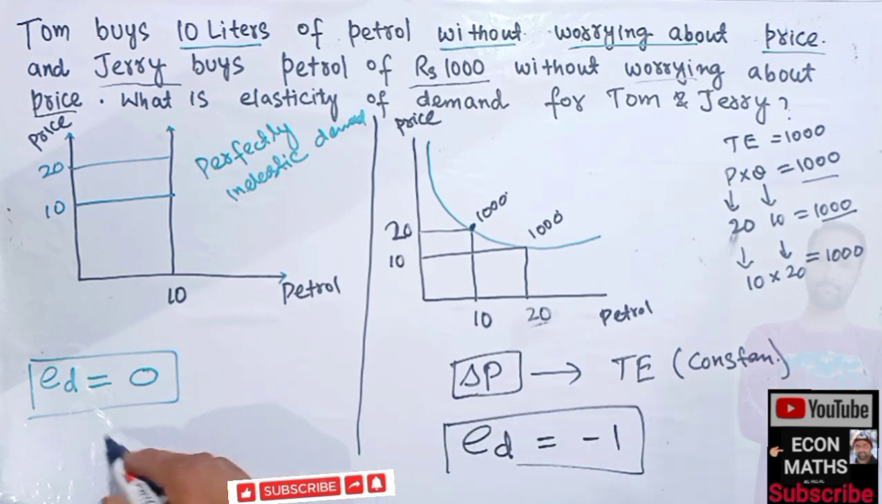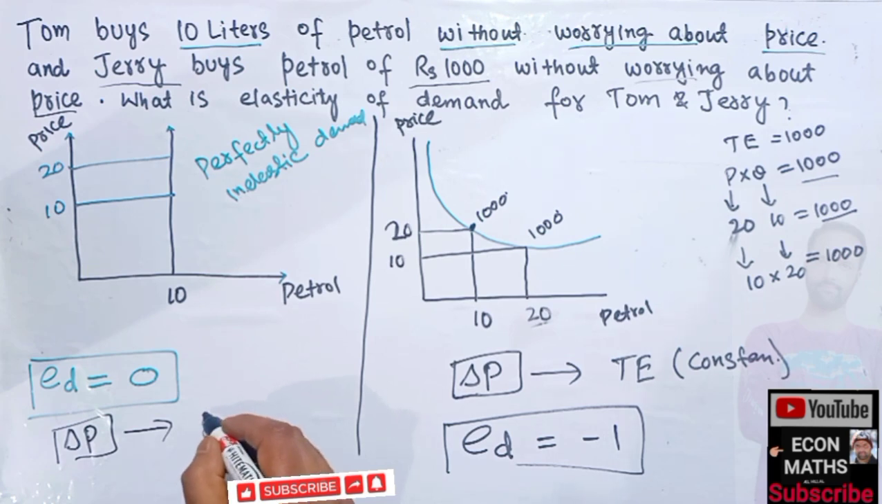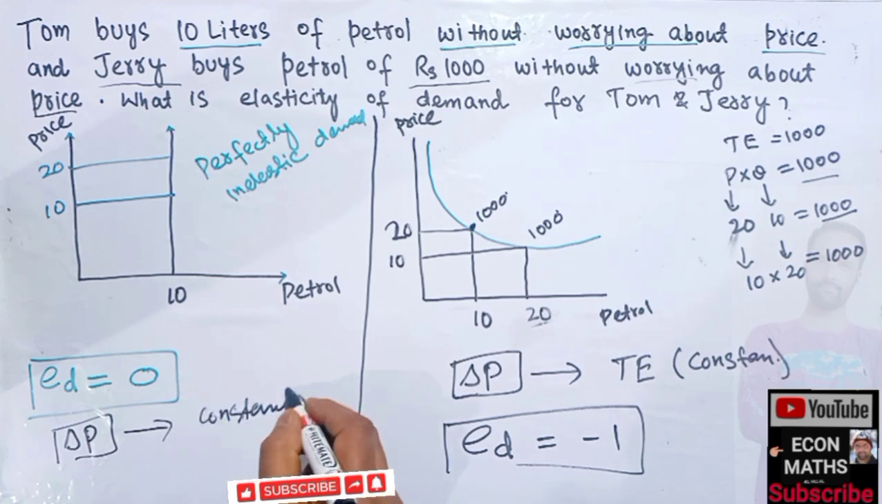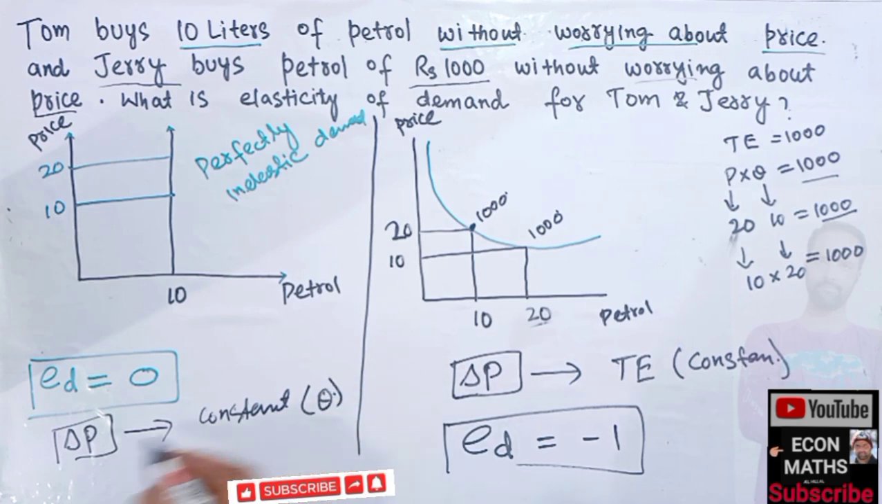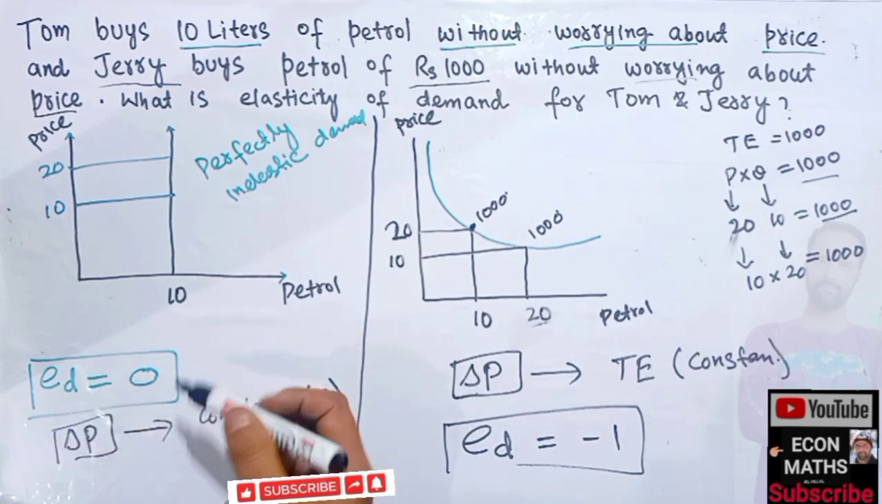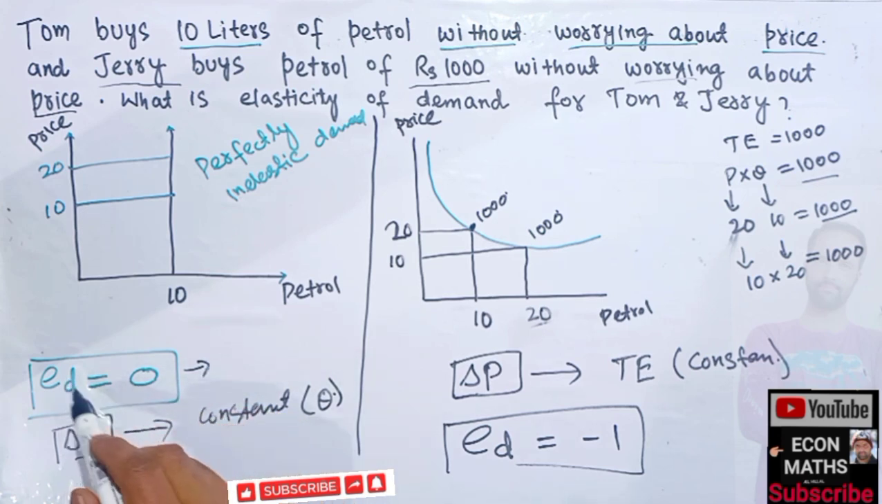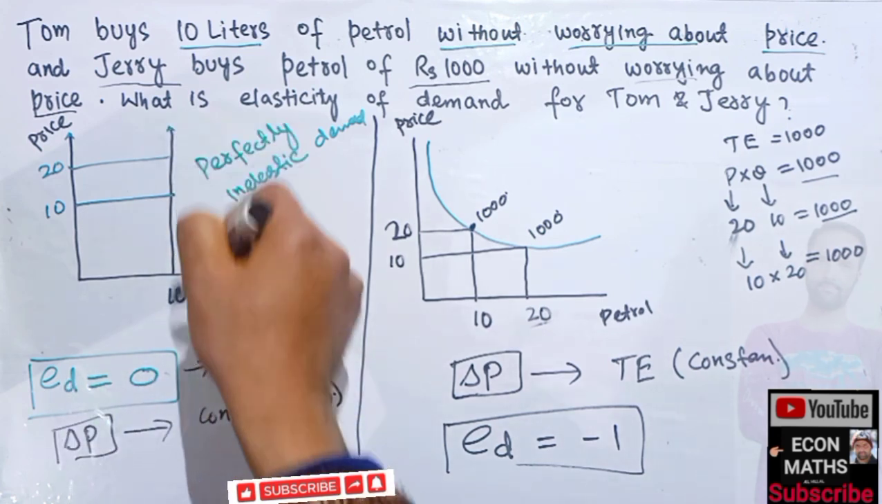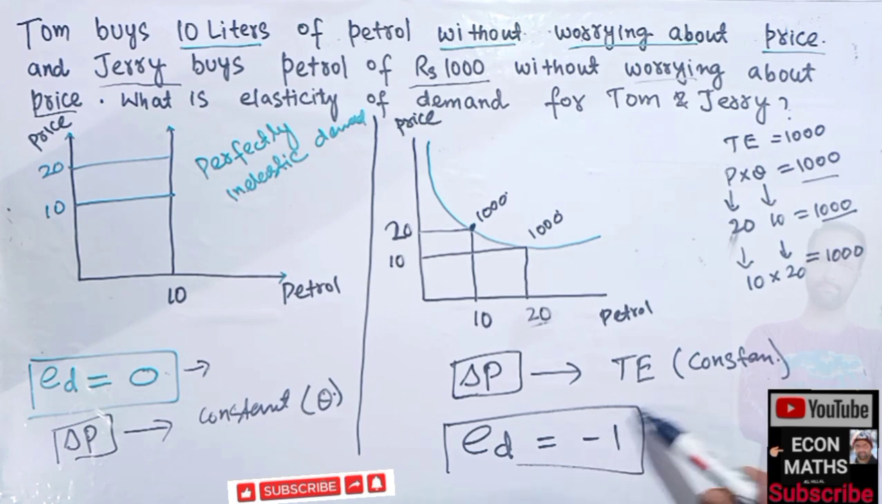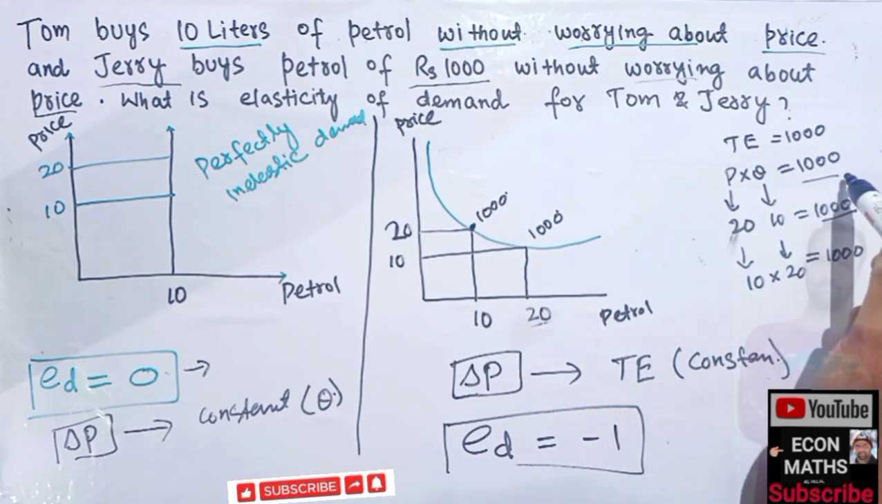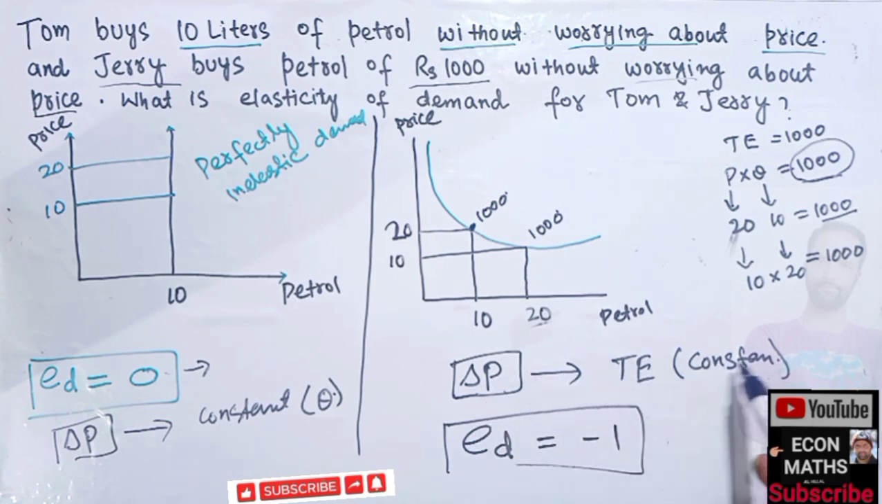And in case of Tom, elasticity of demand is 0. That means any change in price, if it leads to constant quantity demanded, we say we have perfectly inelastic demand, and perfectly inelastic demand is denoted by 0. So the slope here is 0. And in case of this, when we have expenditure fixed, any change in price, if it leads to constant expenditure, we say elasticity of demand is minus 1.